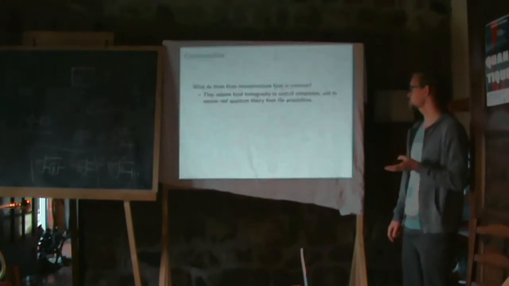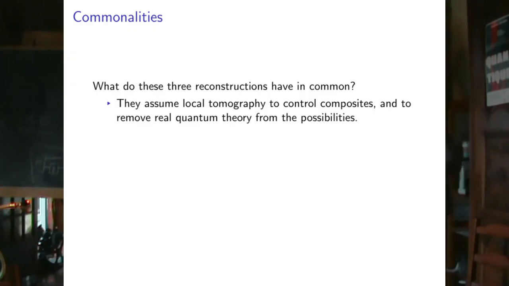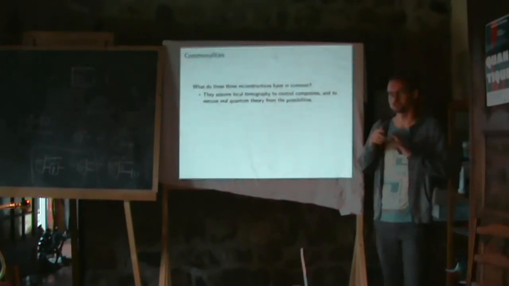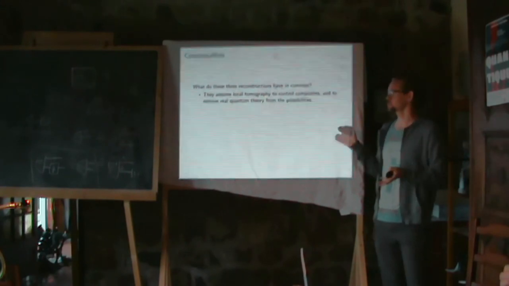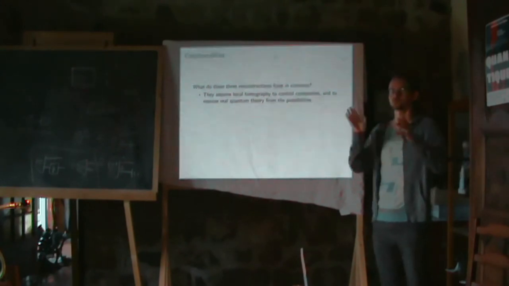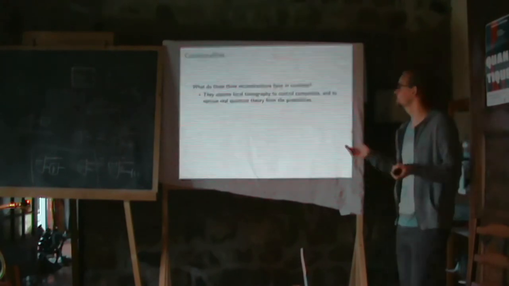These are three different reconstructions by three independent groups of researchers. But they still have a lot of commonalities between them. They all assume local tomography. That matters because if you don't have anything that restricts your composite systems, the composite systems can be arbitrarily complicated things that don't necessarily relate to your simple systems. So you need some way to control your composite systems. And more importantly, local tomography is one of the only ways we know of to distinguish real quantum theory from complex quantum theory. So they all assume local tomography.